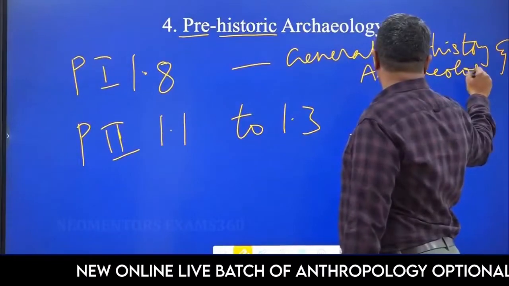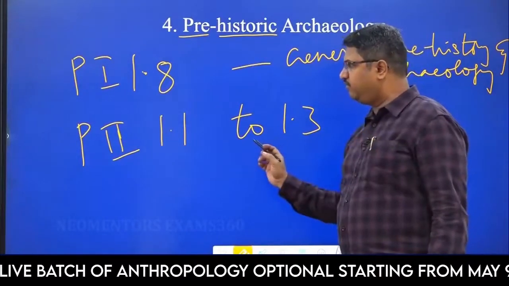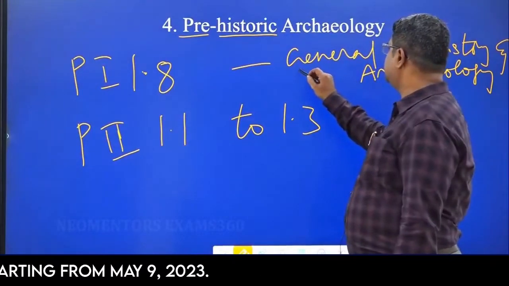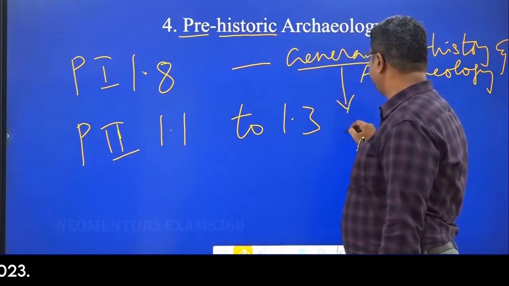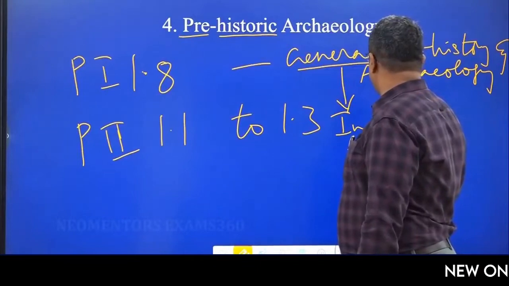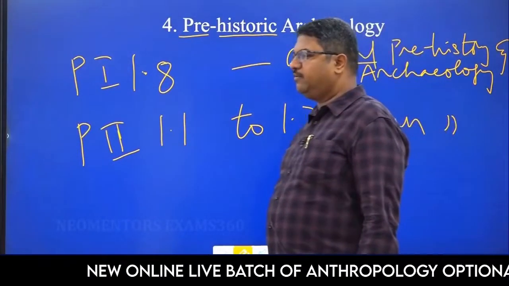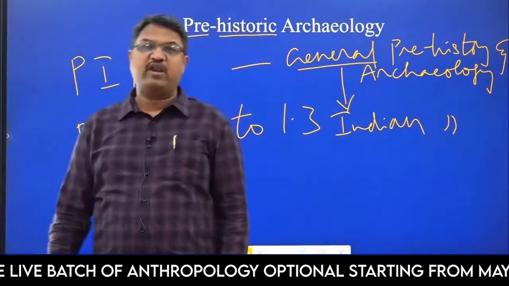Okay, and what about paper 2, 1.1 to 1.3? Simply replace this with Indian examples: Indian archaeology and Indian prehistory. So it is to be clubbed and read as one.